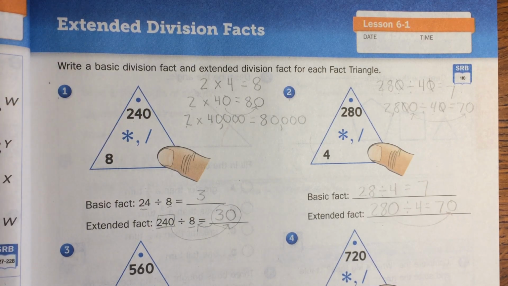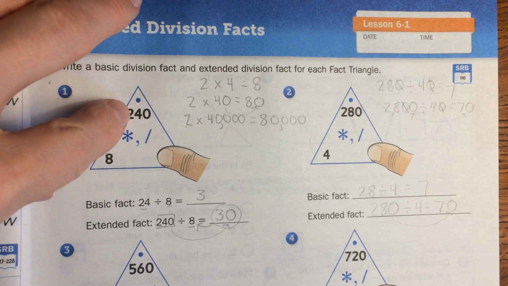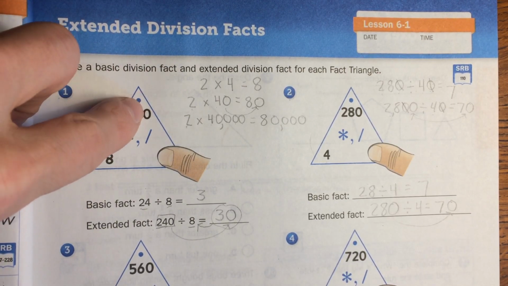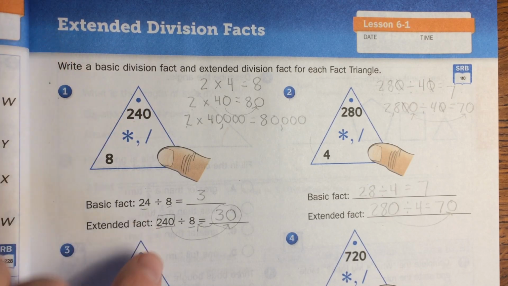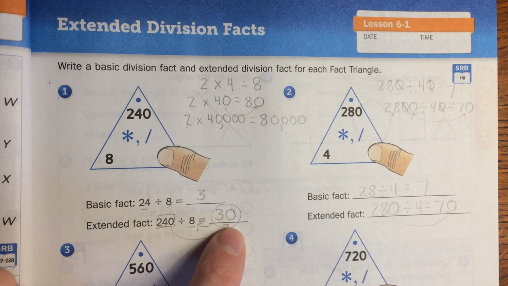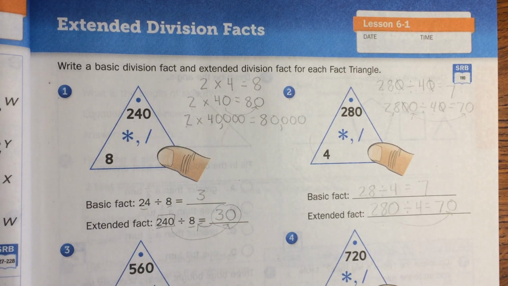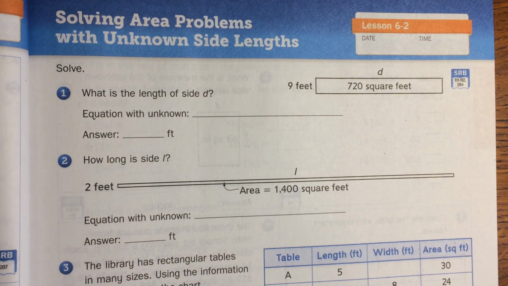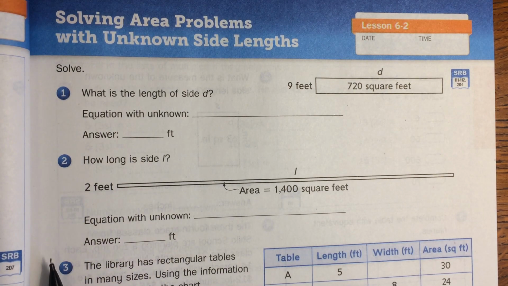So I'd say the basics would be basically, we know 24 divided by 8 was 3, but we also need to know that we have a 0 here. 240 divided by 8 would be that 3 with the 0 at the end. We're going to use that today. So let's flip back to 6-2, and we're going to solve a couple of area problems, but there's going to be a twist here.